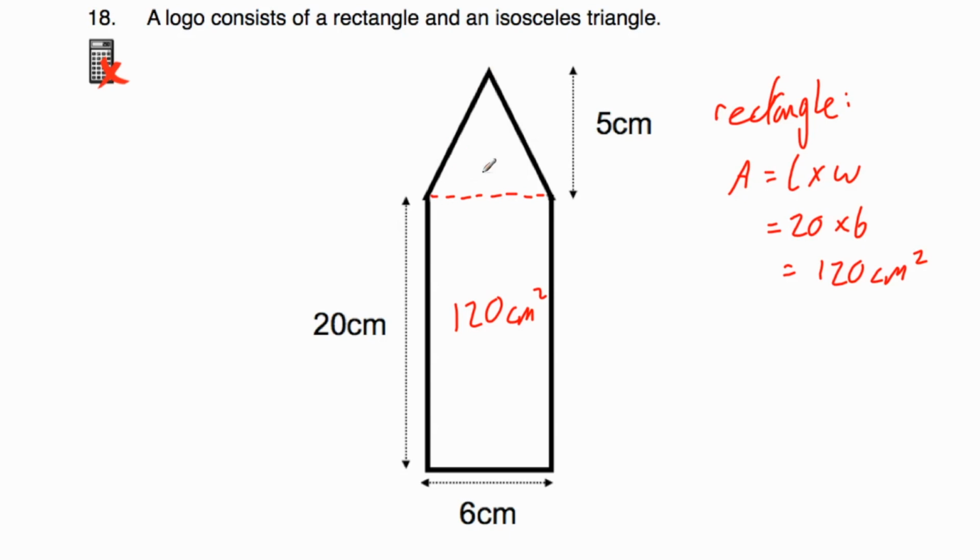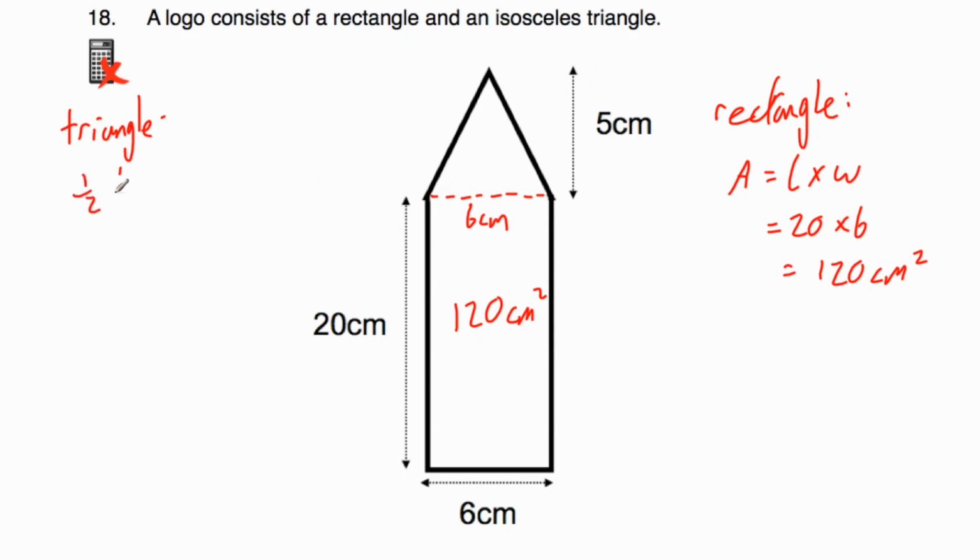Now we've got the triangle at the top of the logo, so let's find the area of the triangle. We need to find the base of the triangle and the height of the triangle. The base of the triangle is going to be 6 centimeters, because obviously the opposite sides of a rectangle have the same length. So this is going to be 6 centimeters. So the base of the triangle is 6 and the height of the triangle is 5.